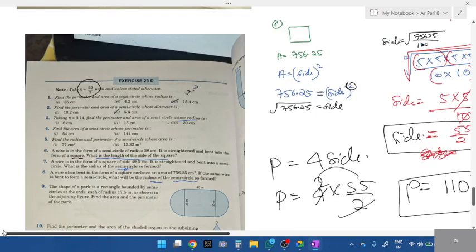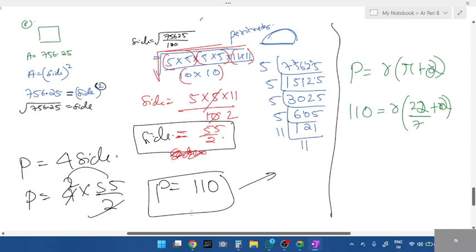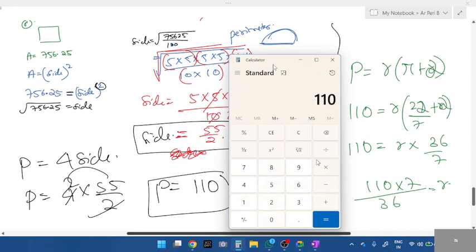We need to find the radius of the semicircle it is bent into. What is the radius of the semicircle? So from the radius, take 110 as it is, P R into 36 by 7. 110 into 7 divided by 36, into 7 divided by 36. 21.38. What's the answer you all told me?